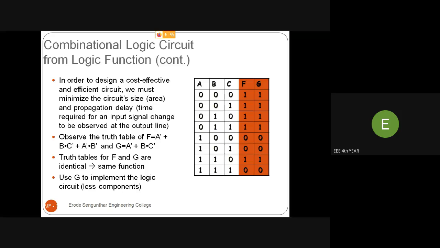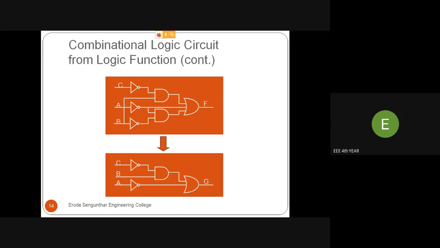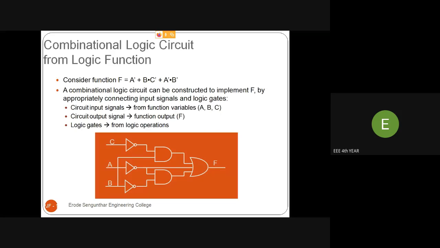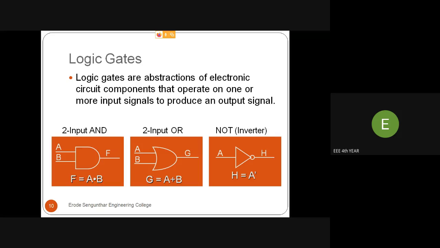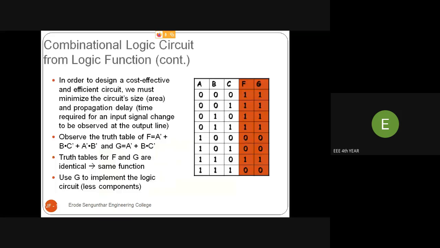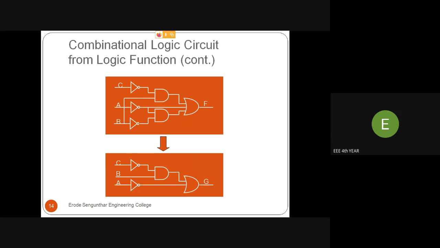Use g to implement the logic circuit, as it needs fewer components. By simplifying the Boolean expression, we get g is equal to a bar plus b into c bar. Now see the first circuit diagram. It is the previous circuit. First we designed from f is equal to a bar plus b into c bar plus a bar into b bar. This is the logic circuit for the f function in the first circuit.